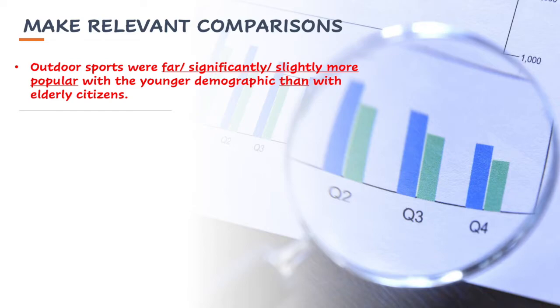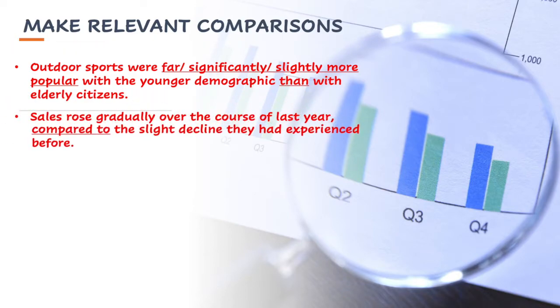But let's start from sentences that we've seen before in this presentation. For example, sales rose gradually over the course of last year. Beautiful vocabulary. The only problem is it doesn't make a comparison. So I have to write a comma and continue my sentence with something like, compared to the slight decline they had experienced before. Now I've got a perfect sentence. Now I'm doing everything that is required of me.